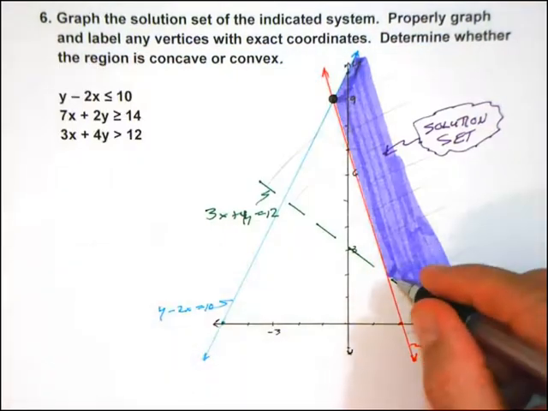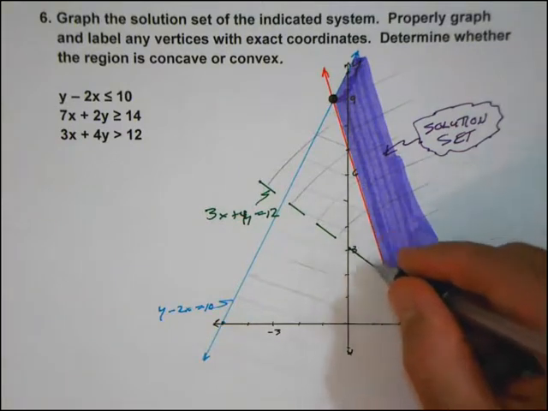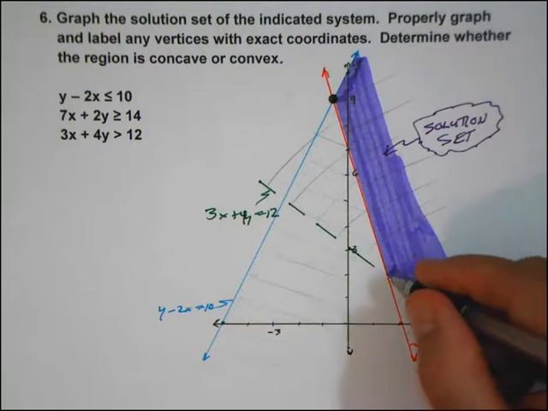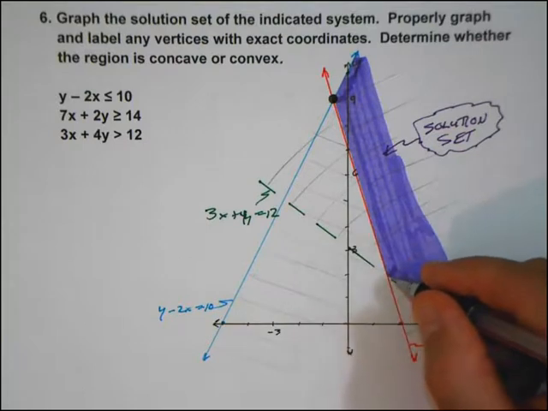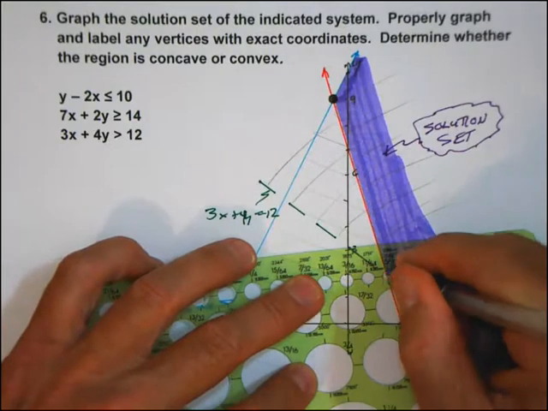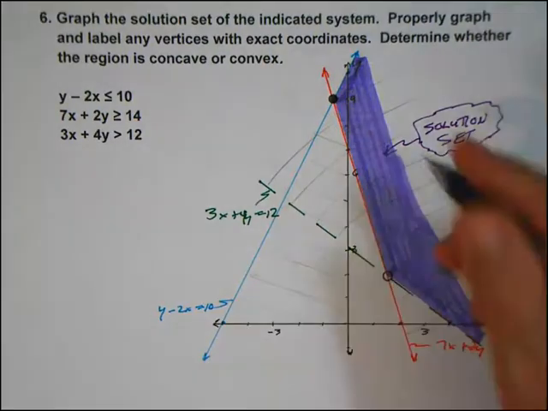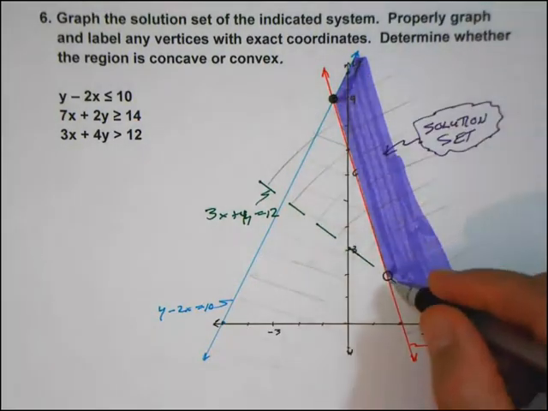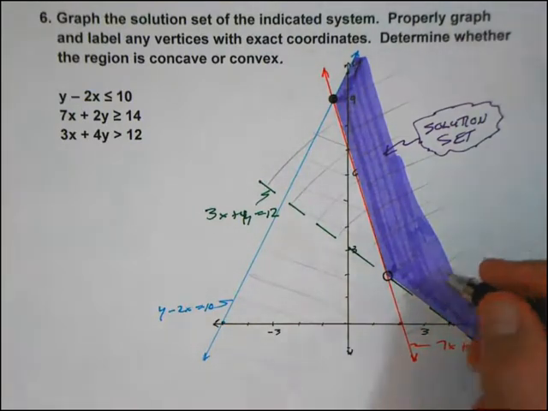This vertex here. Now there's a solid line here, but a dashed line here. Now remember, solutions have to satisfy each inequality. So this vertex here does not satisfy the boundary line that's dashed, so we need to put a hollow circle right here for this vertex. See the difference? This point belongs in the solution set. This point does not actually belong in the solution set. Now, we also need to provide exact coordinates here.